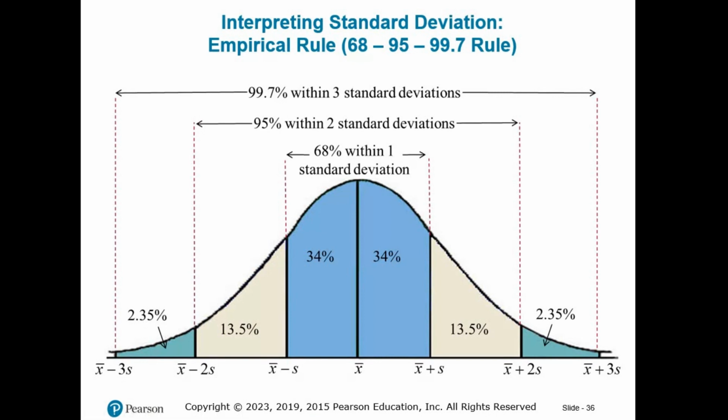Something else to take away from this is that the data points beyond 2 standard deviations are very rare, and the data points beyond 3 standard deviations are even more rare. So when they occur, they have more of an effect on the mean than the data points lying closer to the mean. Let's work through an example using the rule.